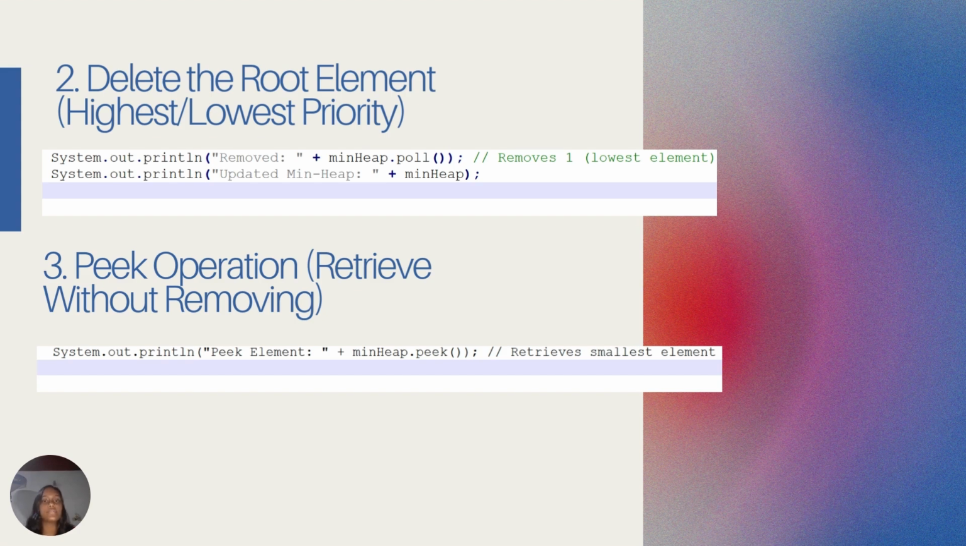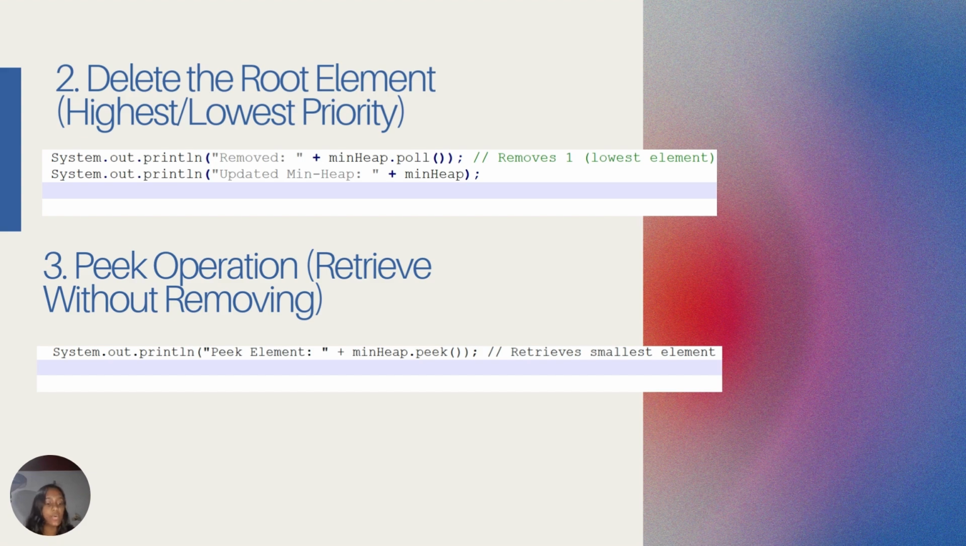The initial min heap is the same as the previous one. Calling peek: System.out.println("Peek element: " + minHeap.peek()). Console output is: peek element equals 1.